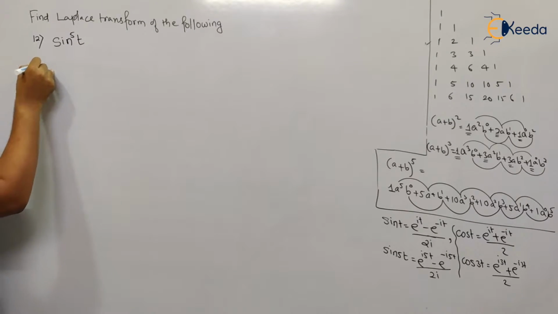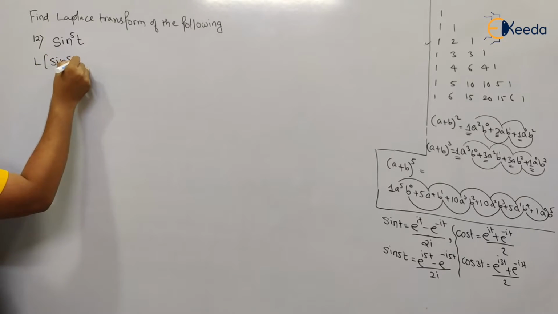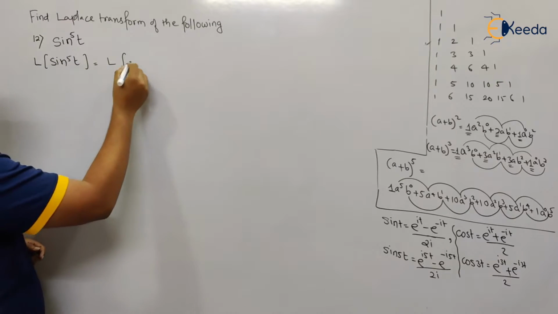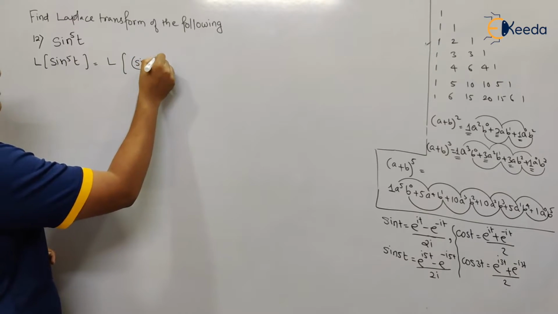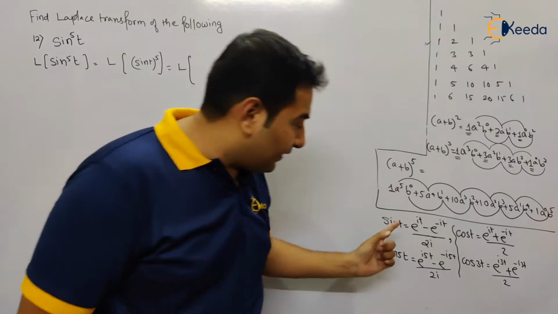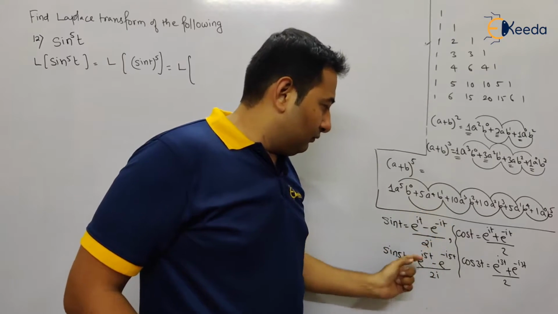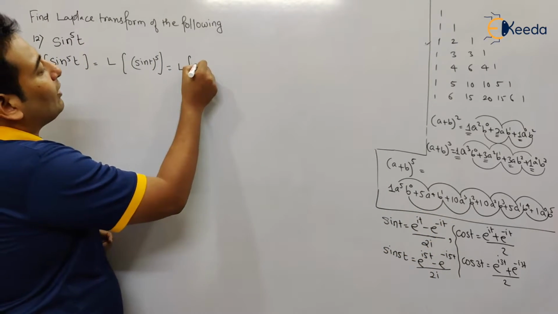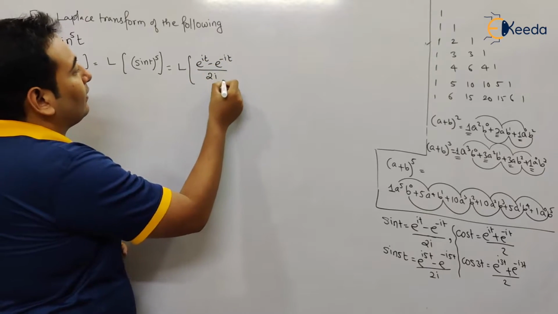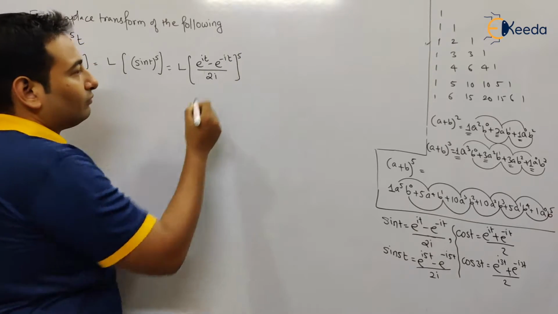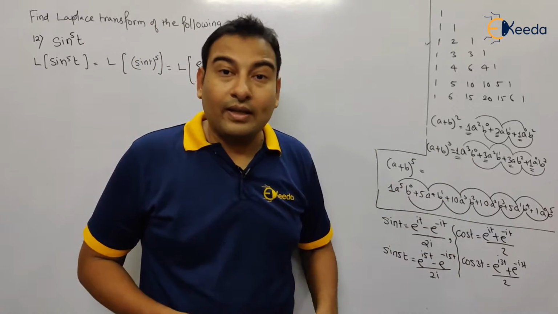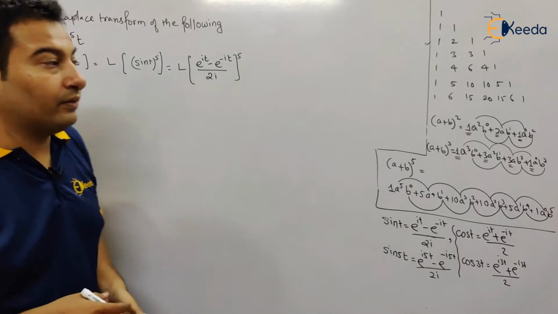Problem number 12 is Laplace of sine raised to 5 t. In short, sine raised to 5 t means sine t raised to 5, right? So what is sine t? See here, the sin t formula is e raised to it minus e raised to minus it upon 2i, raised to 5. Yes, one more thing will be required. Again, you are going to copy these things on the last page of your notebook.